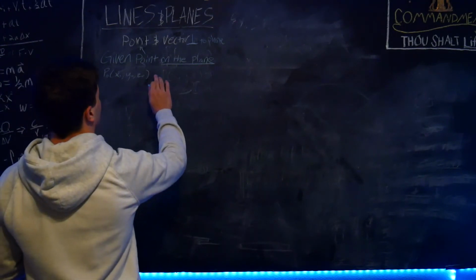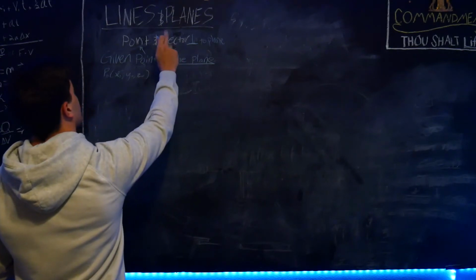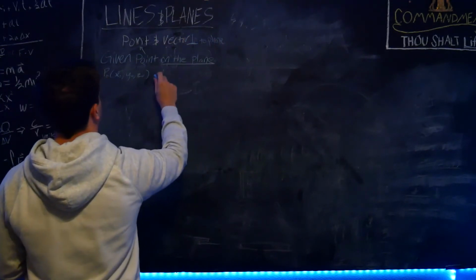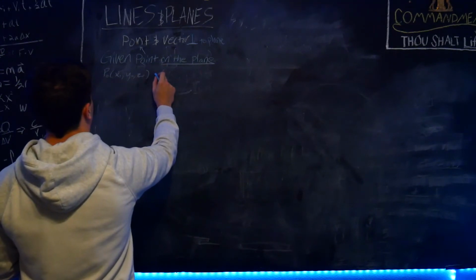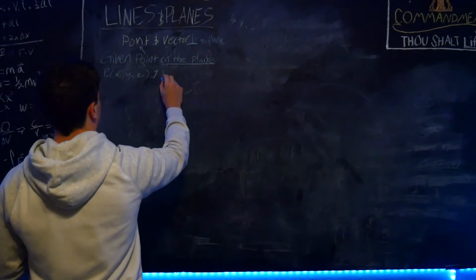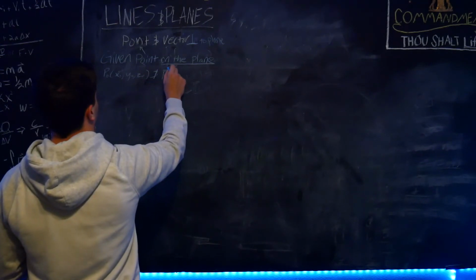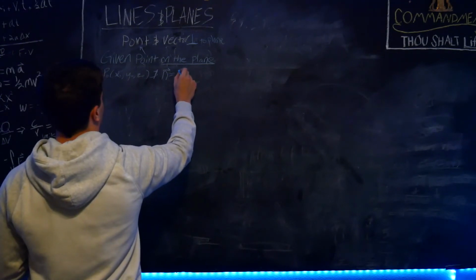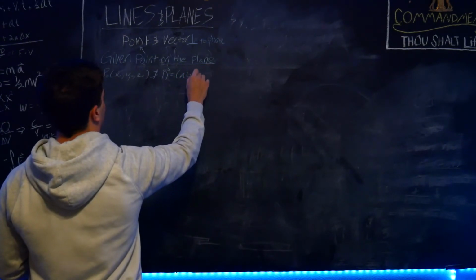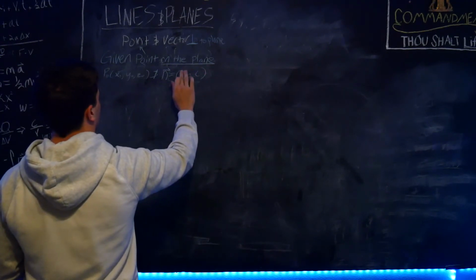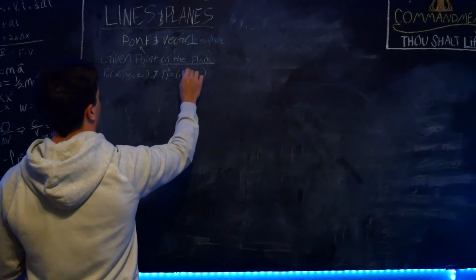And what was the other part? A vector, but not just any vector. A vector perpendicular to the plane. And let's just write it as N for normal, because that's what it's going to be referred to as. A, B, C, right? Michael Jackson. Alright.